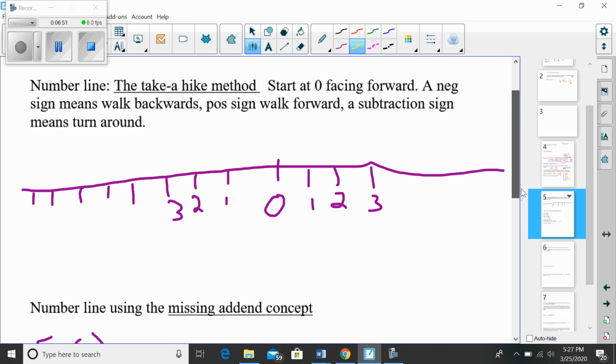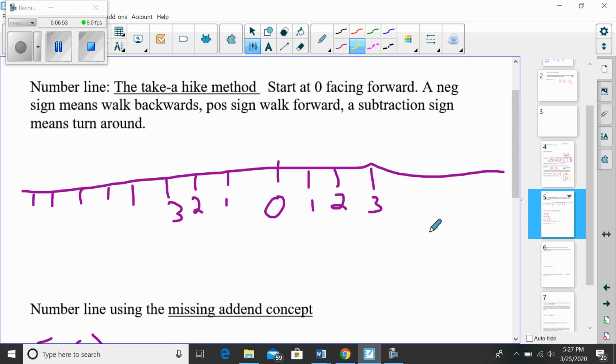But anyway, the take a hike method. If I were going to show the problem, this is where I would suggest different colored pencils, so that you can model different problems on the same number line and follow which problem is which. So I'll model this one here in yellow. You start facing forward. So here's my person, and there's their hair back here. A negative means walk backwards, a positive means walk forward, and a subtraction sign means turn around.